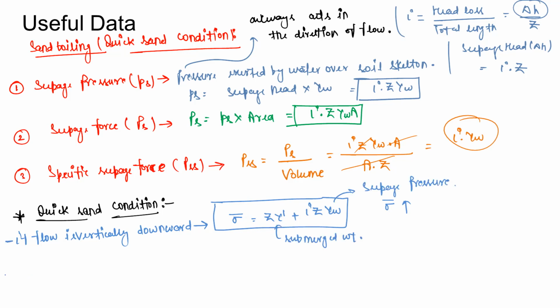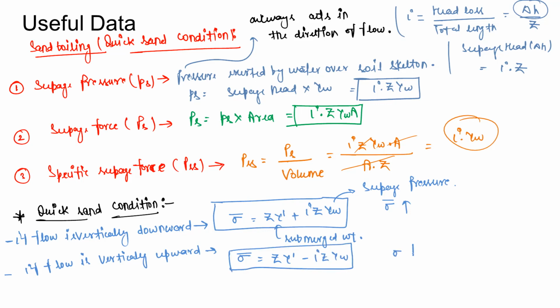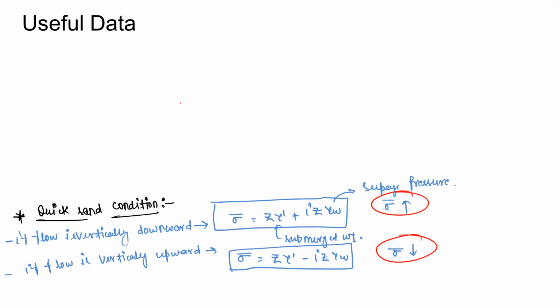Now this is the first condition. If flow is vertically upward, the effective stress always decreases. So we can write sigma dash equals Z gamma submerged minus I Z gamma W. In the first case, if flow is vertically downward, effective stress increases, and if flow is vertically upward, effective stress decreases. As I have already explained, seepage pressure always acts in the direction of flow.